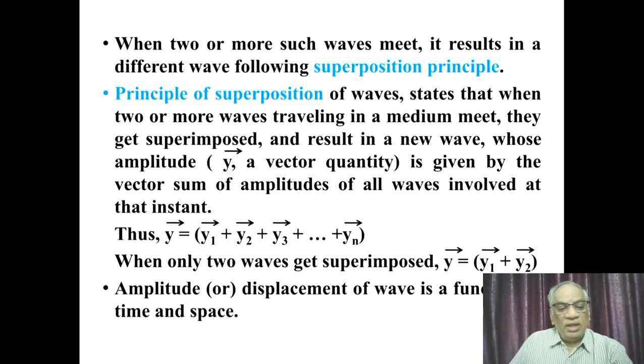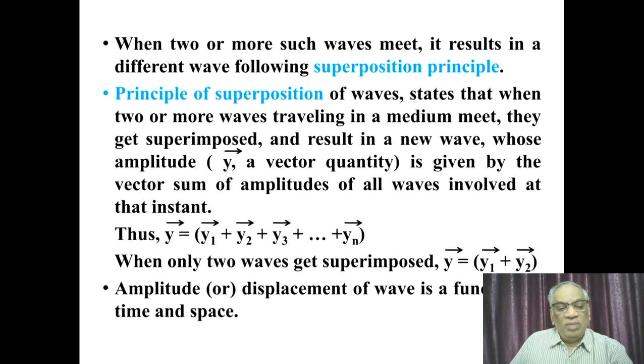Note that the waves are characterized by their frequency and wavelength. Having known about a wave, now if two such waves meet, it results in a different wave following the superposition principle. According to the principle of superposition of waves, when two or more waves traveling in a medium meet, they get superimposed and result in a new wave whose amplitude, denoted by y bar, a vector quantity, is given by the vector sum of amplitudes of all waves involved at that particular time.